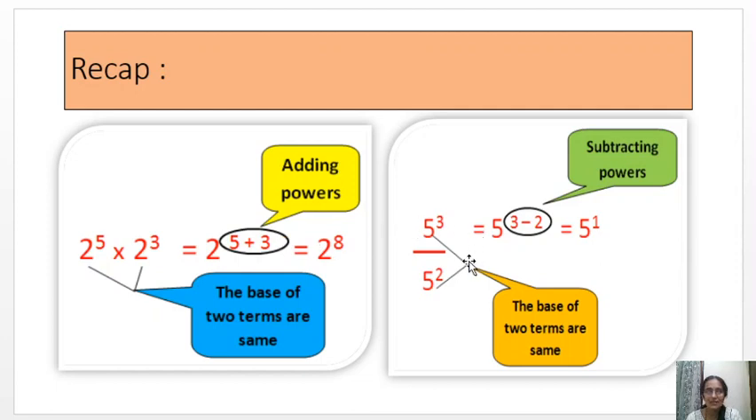It is a division sum, division of powers with the same base, 5 power 3 divided by 5 power 2. In such cases, we have to apply the second law of exponents, a power m divided by a power n. We have to subtract the powers. It is a power m minus n. This rule has to be followed to get the answer for such sums.